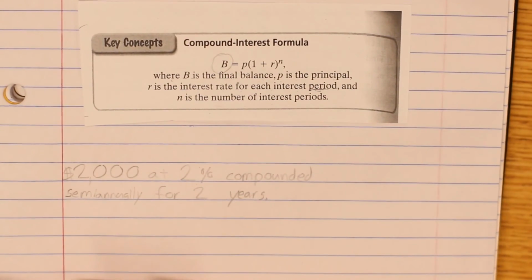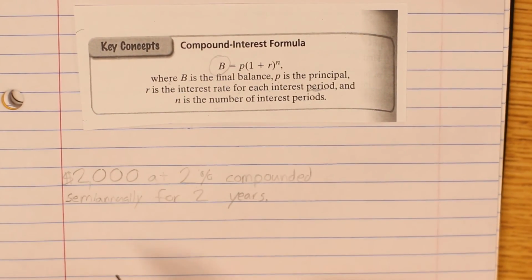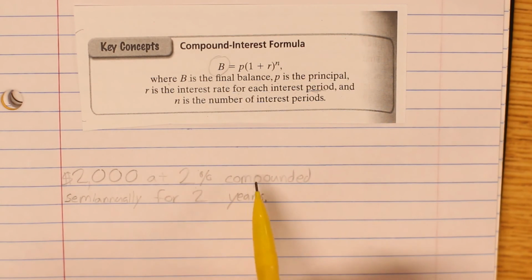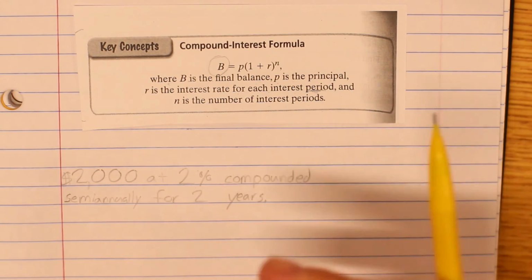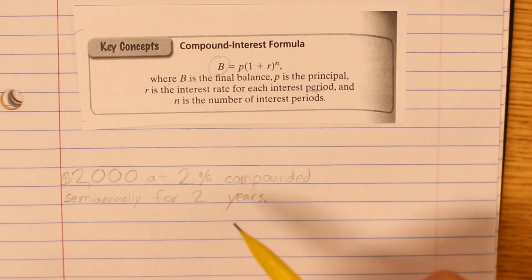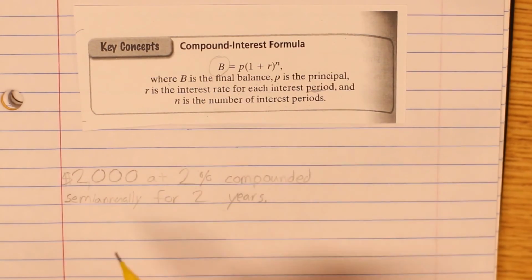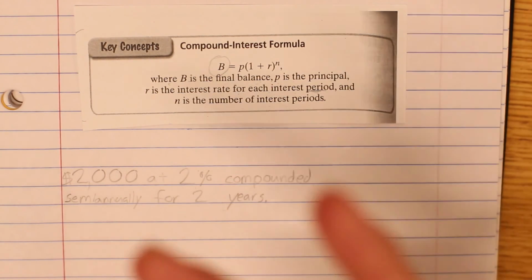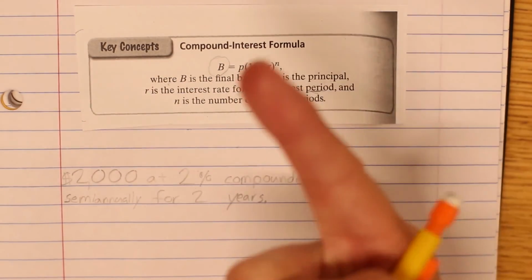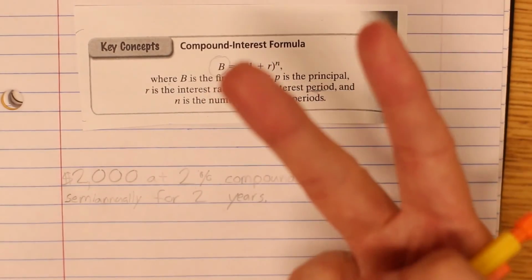So for instance, here's another one. We have $2,000 this time. It's at 2% compounded semi-annually for 2 years. Now, it might say annually, which means it happens once every year. Semi-annually, like a semicircle, is only half of it. So half of a year. This is compounding at 2% every half of a year, meaning it happens twice a year. If it happens in one half, the other half, that's 2 times a year.